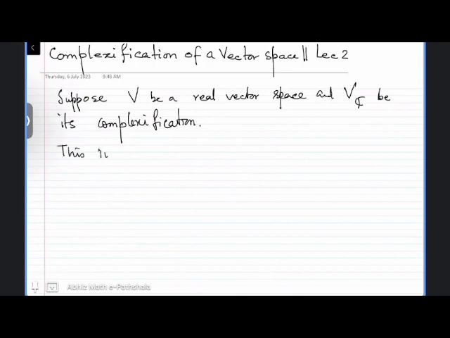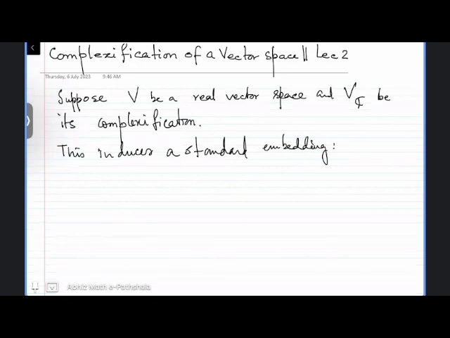So this induces a standard embedding. What is that embedding? Which embedding am I talking about? Standard. That means, what is your VC? VC has been chosen to be a direct sum of V with itself. Right?